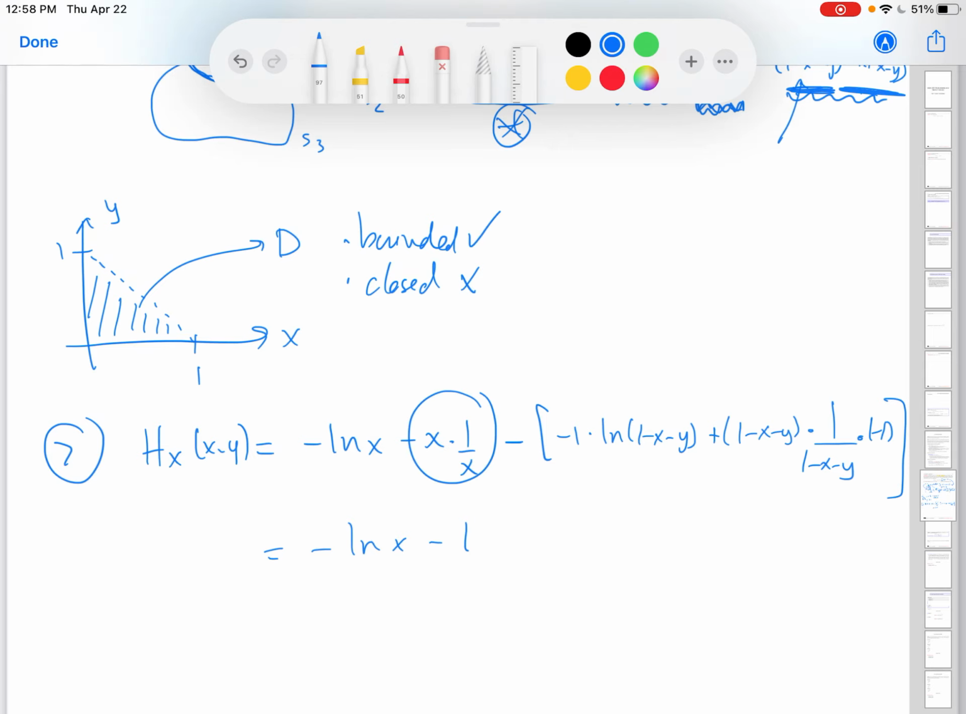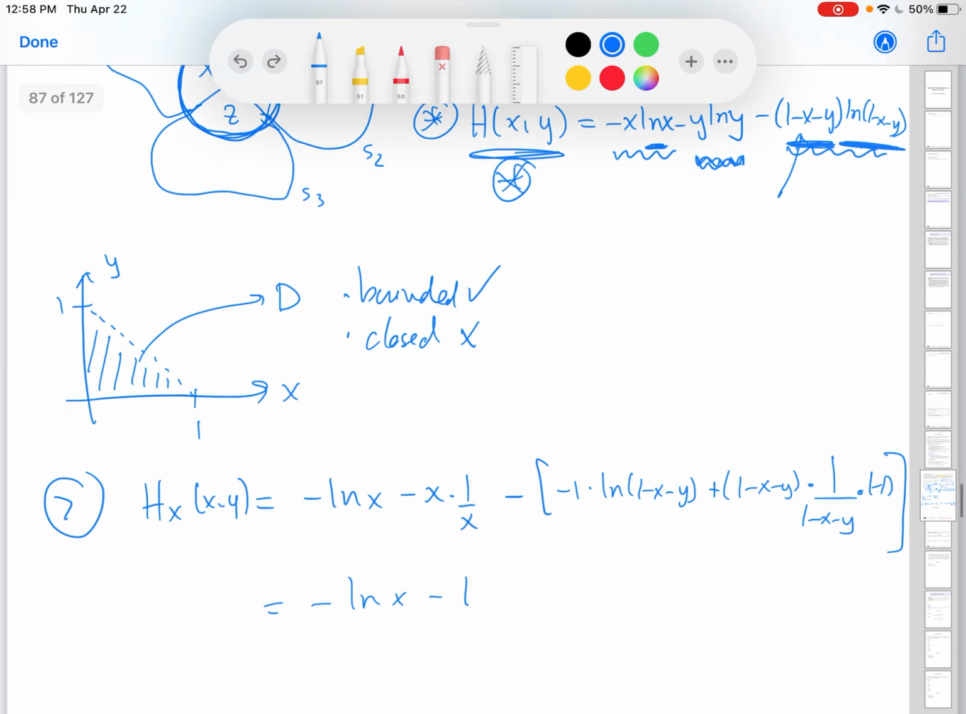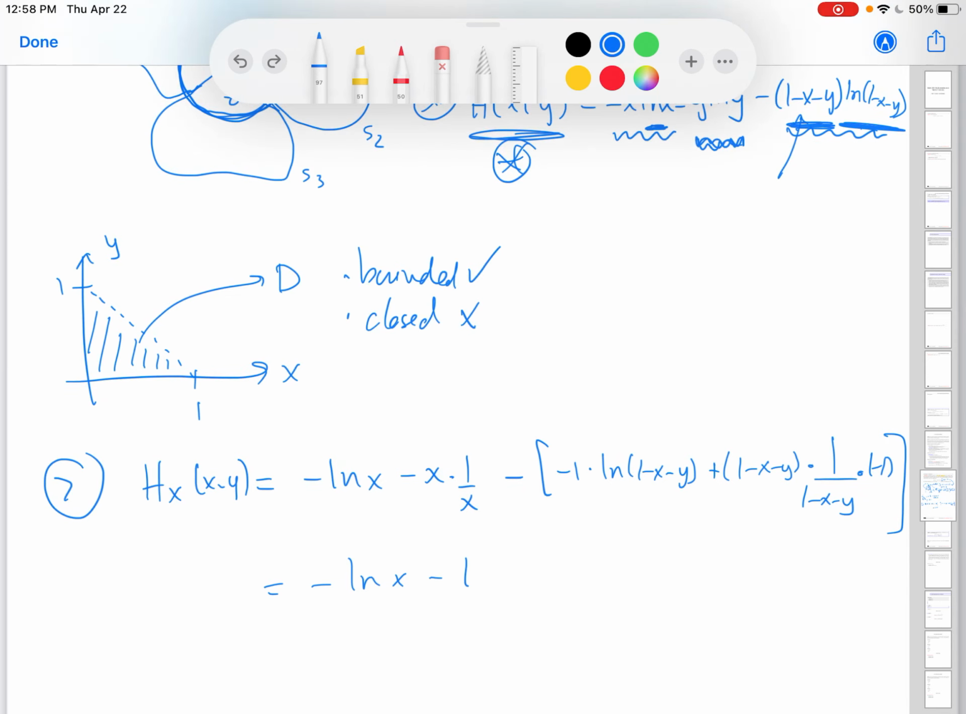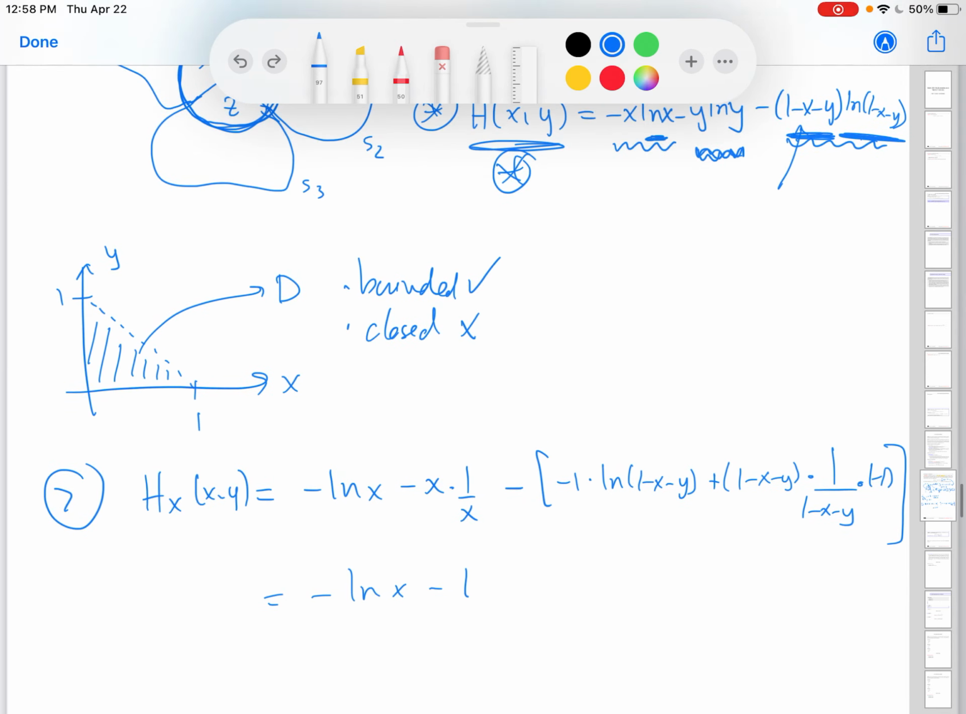-1, I'm canceling here because x is not 0. Remember, that's part of our domain. I erased it, but we are not including x equals 0. ln of x is not defined there. So I cancel those two and I get -1.